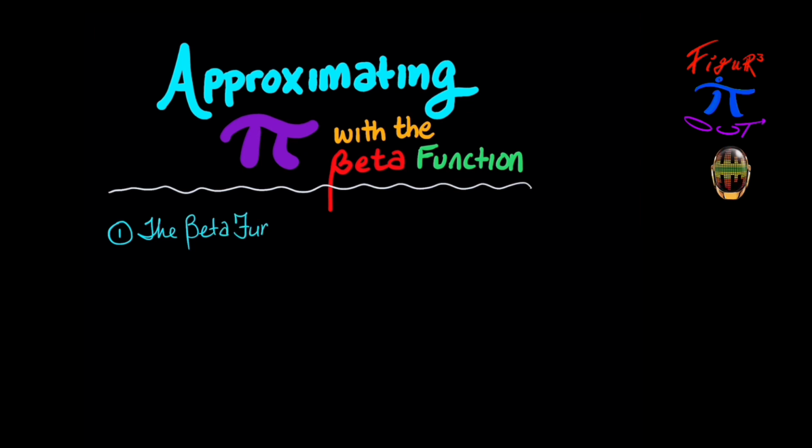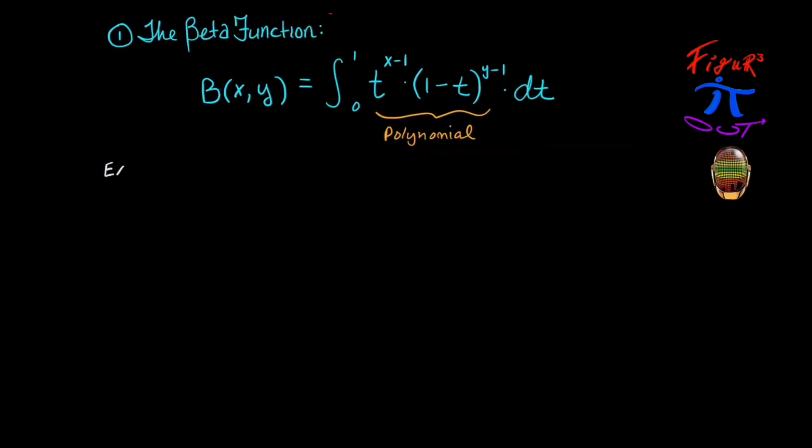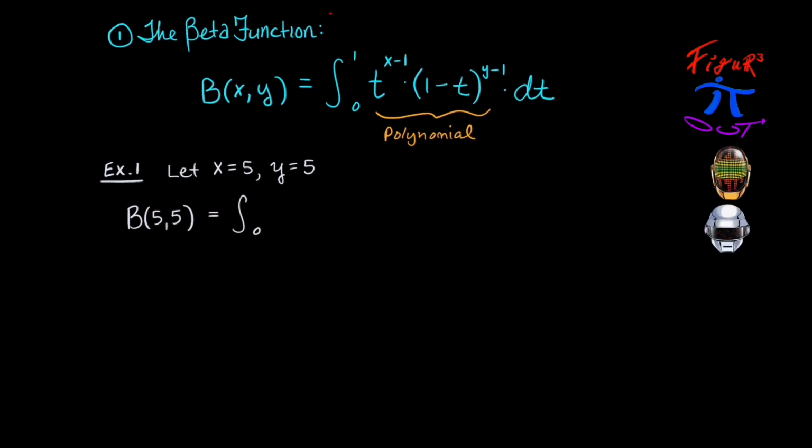The beta function. The beta function is also known as an Euler integral of the first kind, and it's given by a multivariate or two-variable function, here in terms of x and y, by the integral from 0 to 1 of t to the x minus 1 power times 1 minus t raised to the y minus 1 power dt. The integrand's nothing special, it's going to work out to be some polynomial, so let's do an example with this beta function. Let's let x and y both be 5.